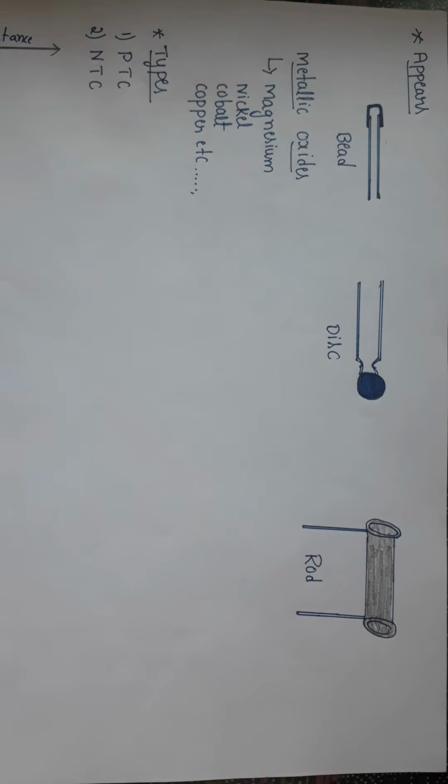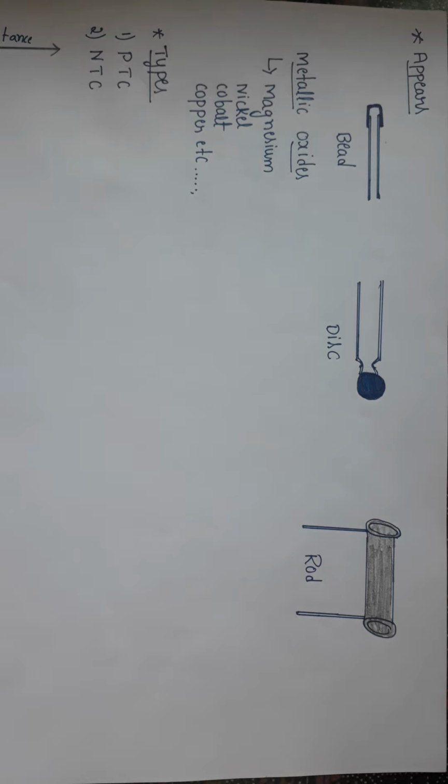From which materials are this bead, disc, or rod manufactured? These are all manufactured from metal oxides. Which metal oxides? Magnesium, nickel, cobalt, copper, etc. With these types of metal oxides we are going to prepare these thermistors.